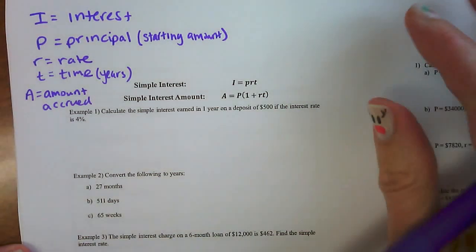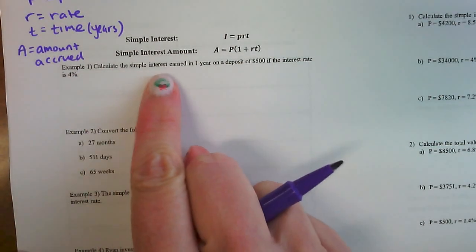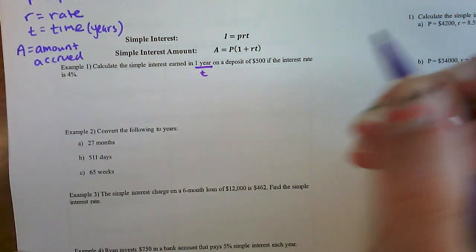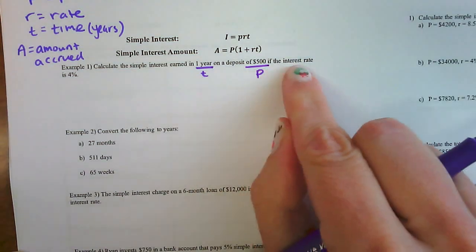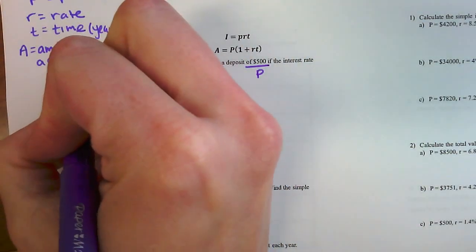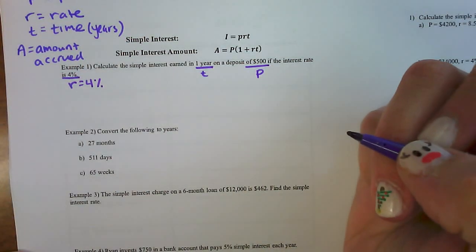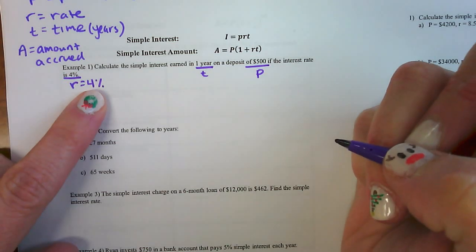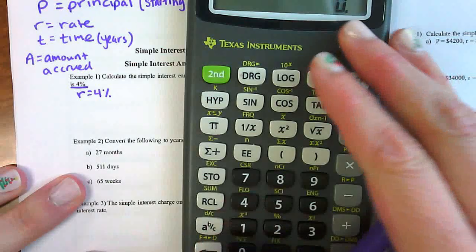Okay, so we're going to look at a couple different examples. It says calculate the simple interest earned in 1 year. So 1 year is going to tell us our T. On a deposit, that's going to tell us our P if the interest rate is 4%. So now, with the interest rate, just like we had to do in our exponential functions, we have to change this into a decimal. So remember, with your calculators, there's two ways you can do that.